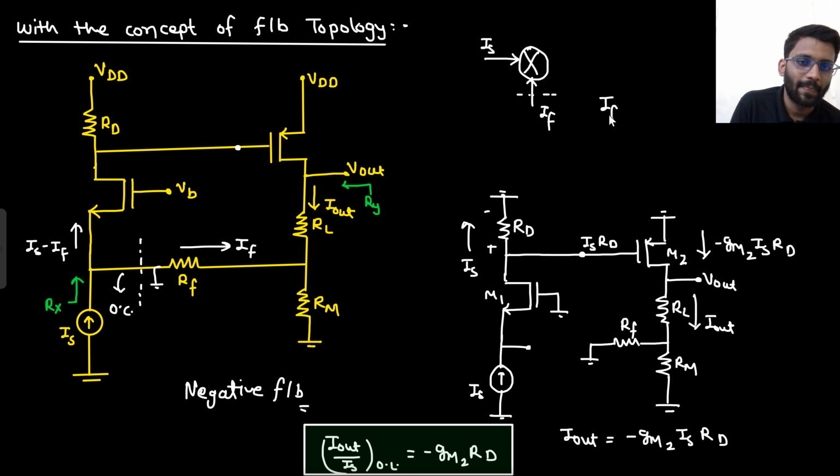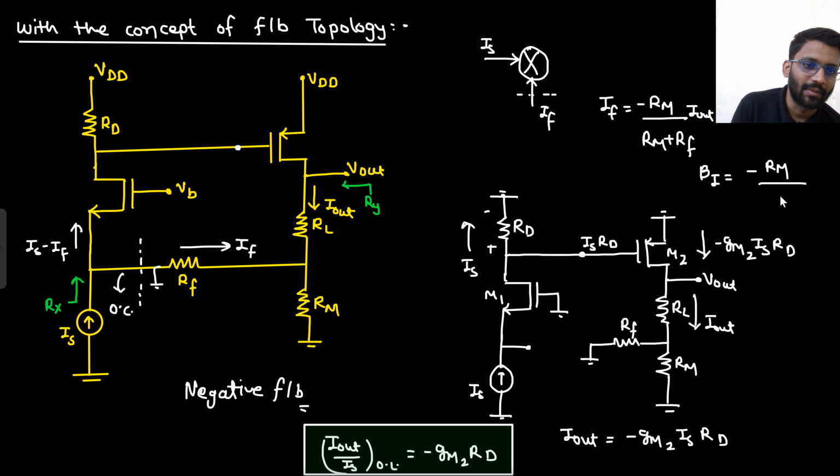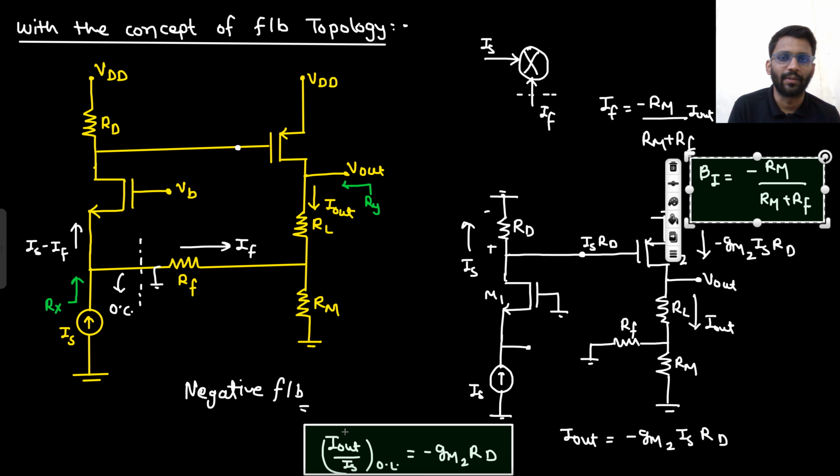IF would have been RM upon minus RM upon, because there will be a negative sign. So minus RM upon RM plus RF into I out. Say yes or no. This would have been your feedback factor. So what would be your feedback factor? Your feedback factor beta I is minus RM upon RM plus RF. This is your feedback factor, right? So this is your feedback factor beta.